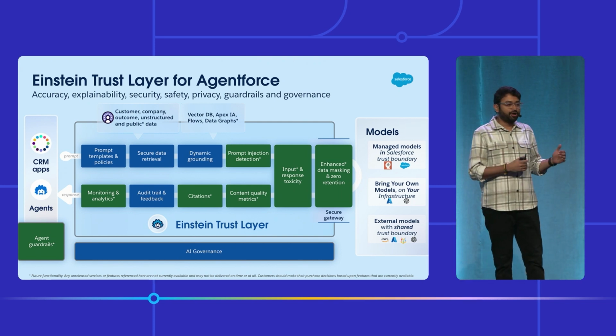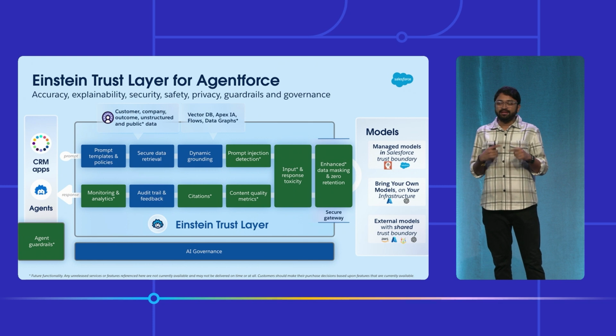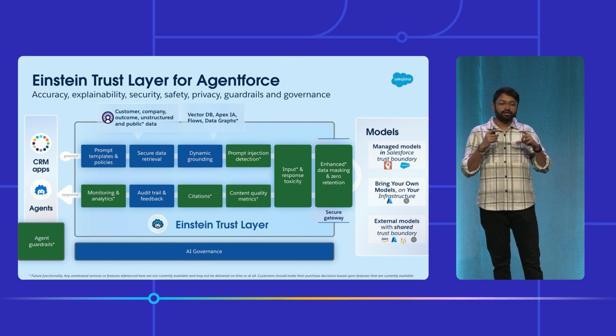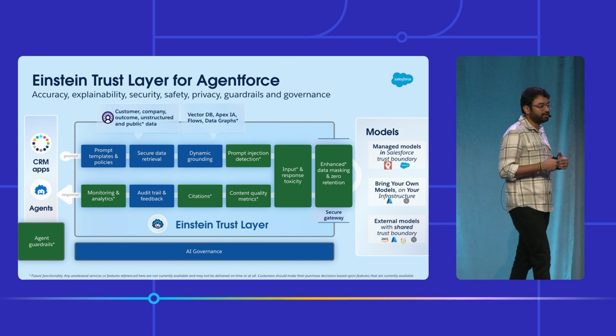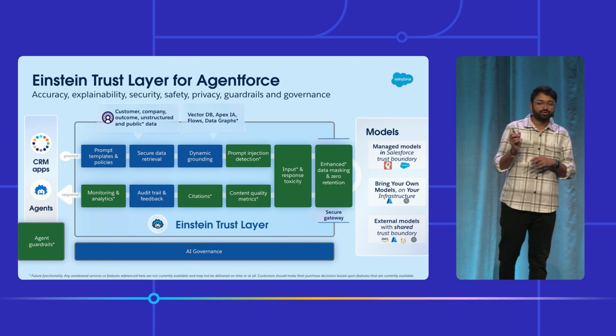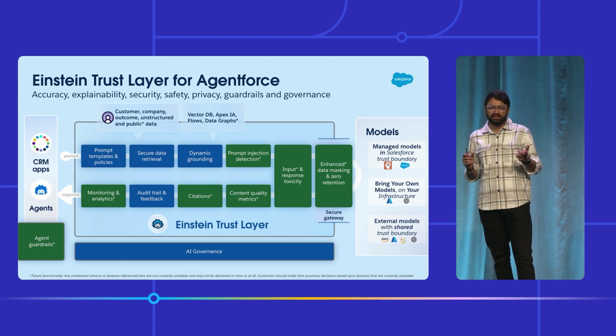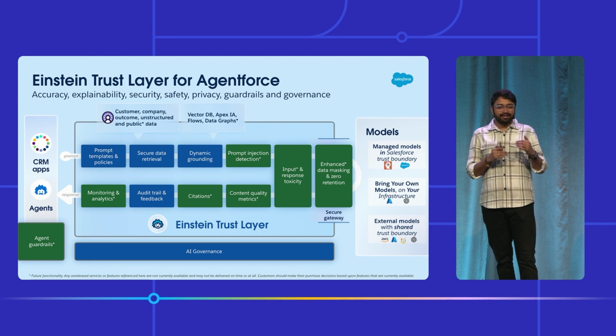Now once the prompt comes back, we are obviously going to demask it because you as a customer need to know what the data is. The LLM doesn't need to know. So we convert those tokens back into legible values. And then all of this process is logged.